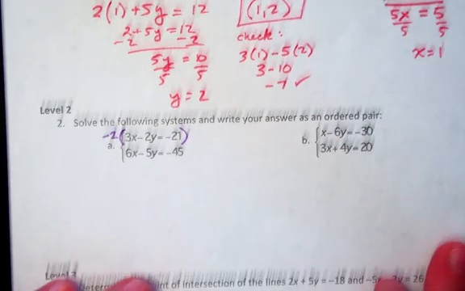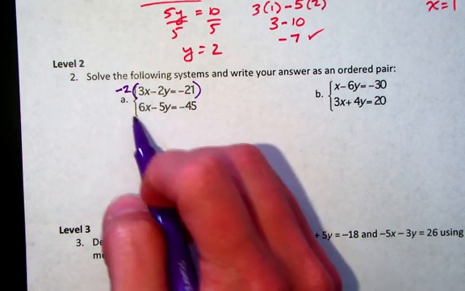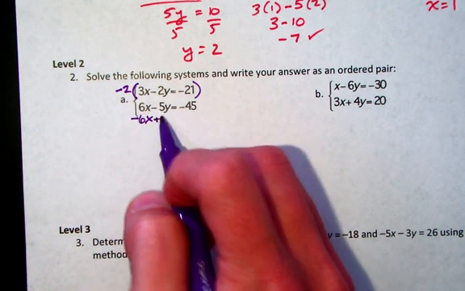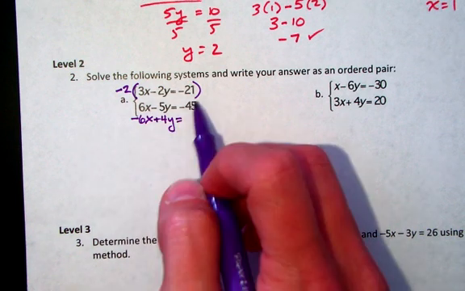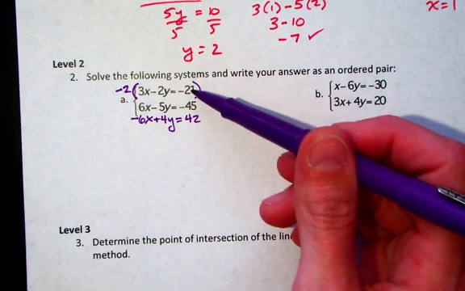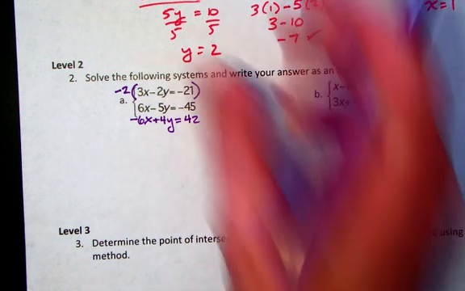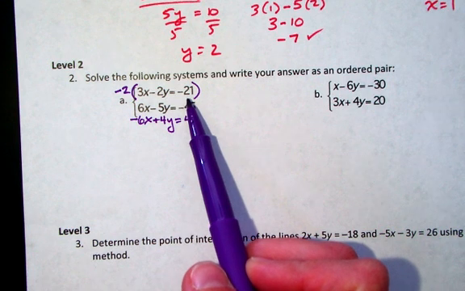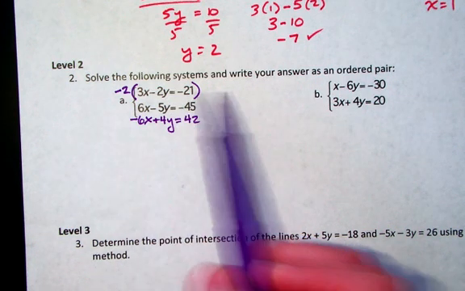So by multiplying by negative 2, I get negative 2 times 3x is negative 6x. Negative 2 times negative 2y is positive 4y. And negative 2 times negative 21 is positive 42. Now you do need to be careful because a lot of people forget to multiply all 3 terms in the equation. A lot of people will stop here, but you do need to multiply both the left hand and the right hand side. Otherwise, it's no longer going to be equal. So make sure to multiply everything.